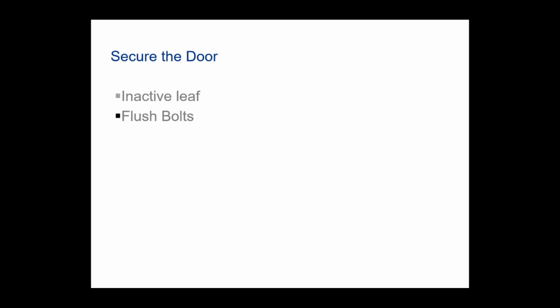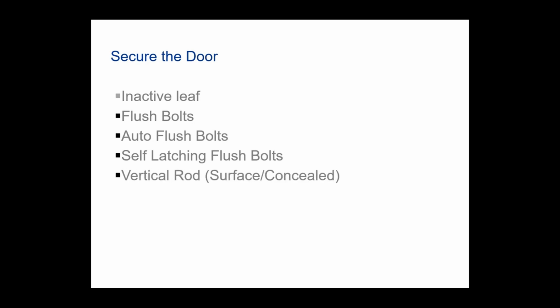So you're going to need some sort of strike. You're going to need to be able to latch it via flush bolts, whether they're manual flush bolts, automatic flush bolts, or even self-latching flush bolts. At the inactive leaf of doors, you'll sometimes find a surface or concealed vertical rod that will secure that inactive leaf. And there are some special situations where you have a vertical rod by a mortise exit device, or you have two concealed vertical rods. These are all going to be at the inactive leaf.